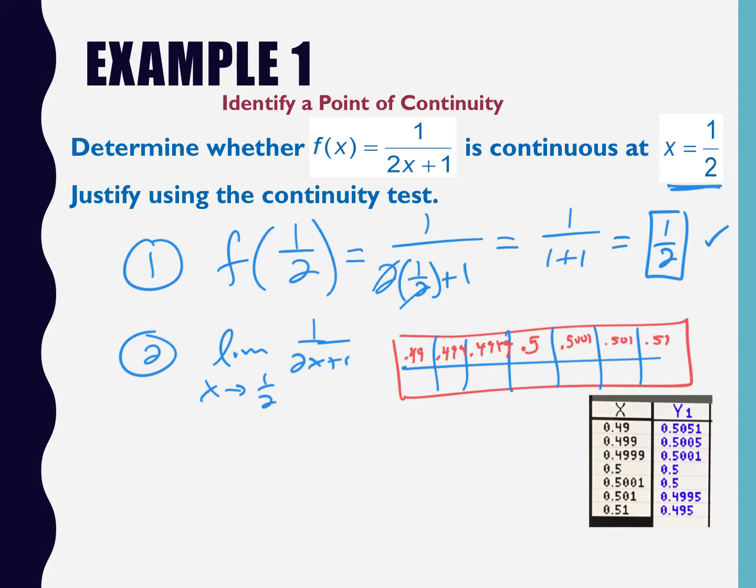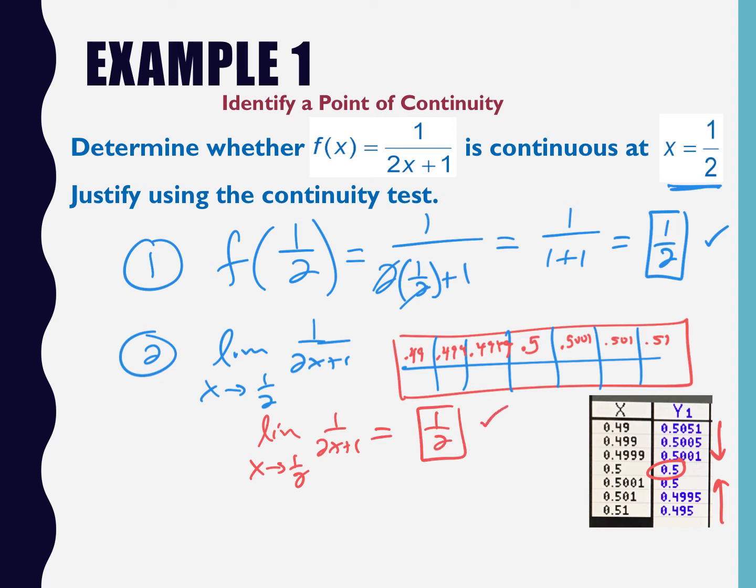So there we go. These are the values that you should have got if you're using the ask feature, the table part on your graphing calculator. Notice, if you look at both directions, as I approach from the left and as I approach from the right, and if you actually sub it in, you get the same value too. So the limit as x approaches 1/2 of 1 over 2x + 1 equals 1/2.